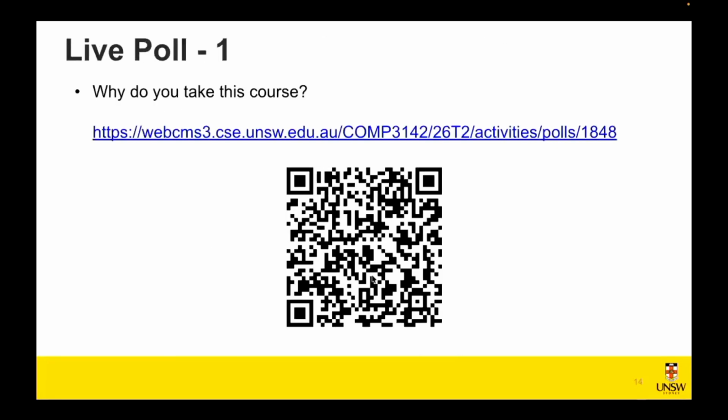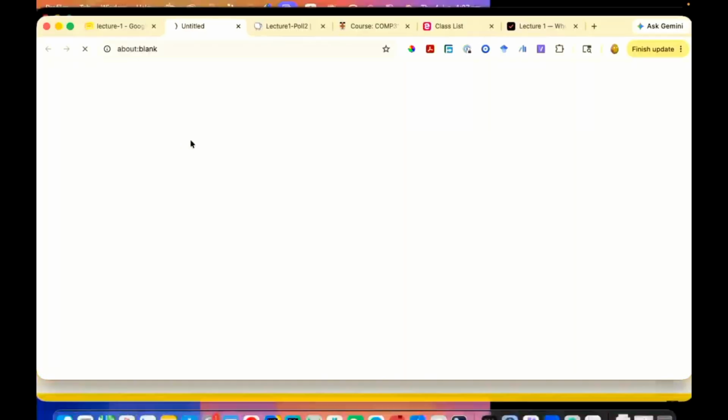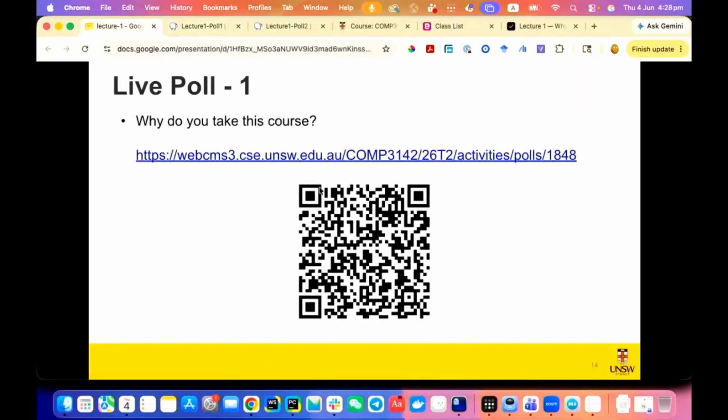Now let's talk about the gem. Let's do the first live poll and see what your answer is. You can either scan the QR code or click the link here.